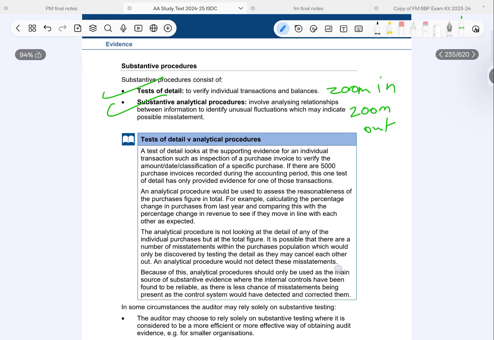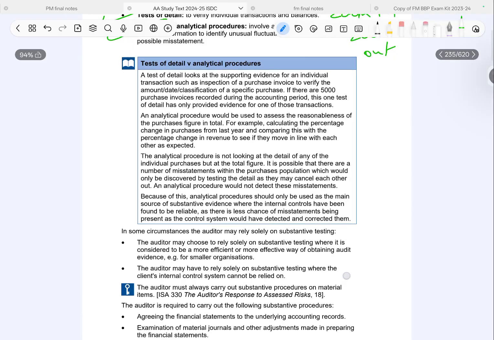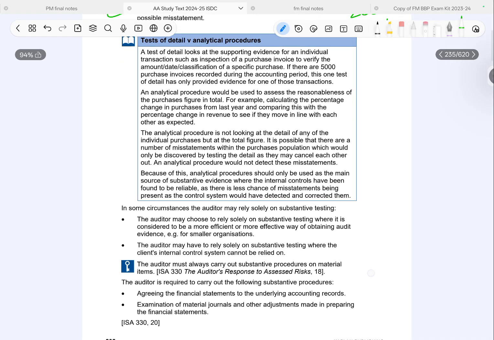Now, sometimes auditors rely mainly on substantive procedures, like in small businesses or when controls are weak and can't be trusted. But one golden rule is auditors must always perform substantive procedures on material items, and they also do key checks like agreeing financial statements to accounting records and reviewing important journal entries.